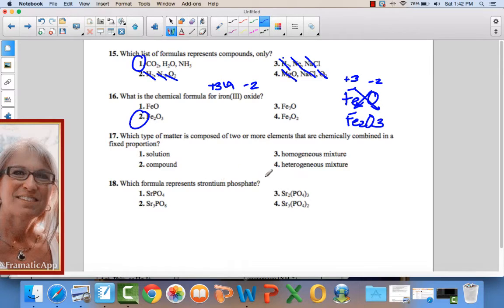Which type of matter is composed of 2 or more different elements chemically combined in a fixed proportion? Definition of a compound. Strontium phosphate. Strontium is Sr. It has a +2 charge. Phosphate is a polyatomic. It's found in Table E, and it's PO4 3-. So when we drop and cross, we get Sr3(PO4)2.